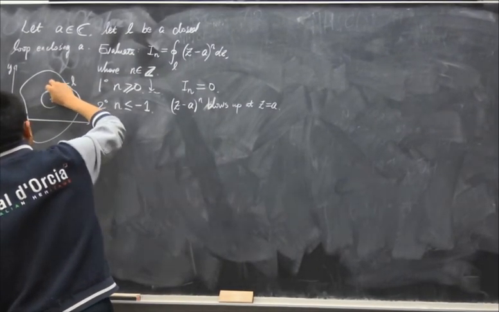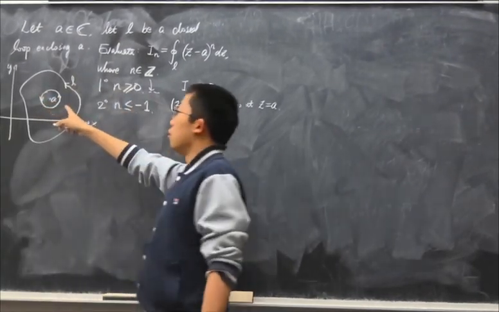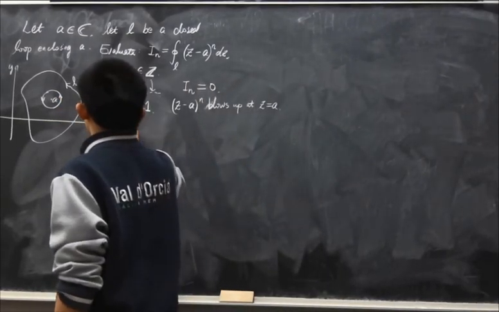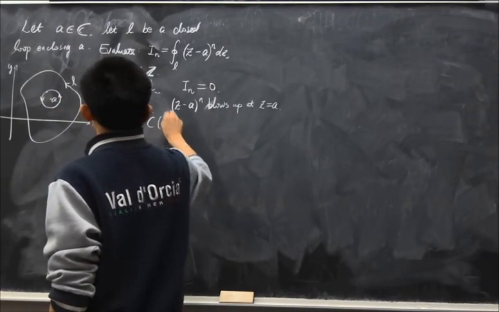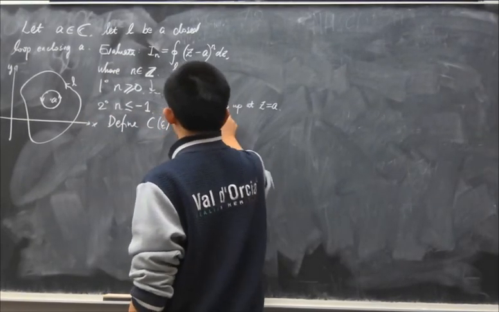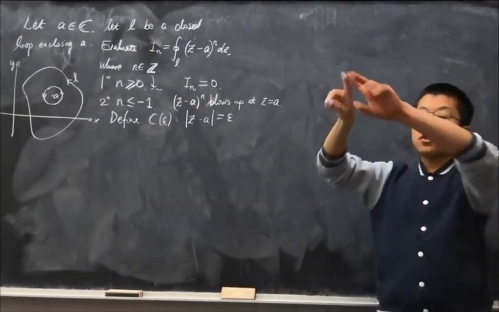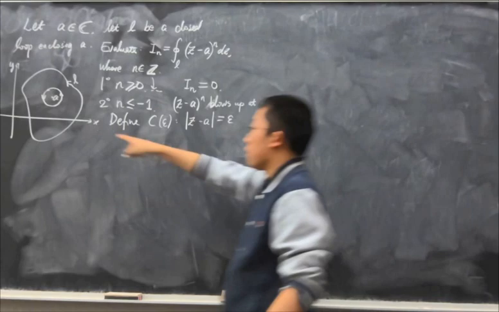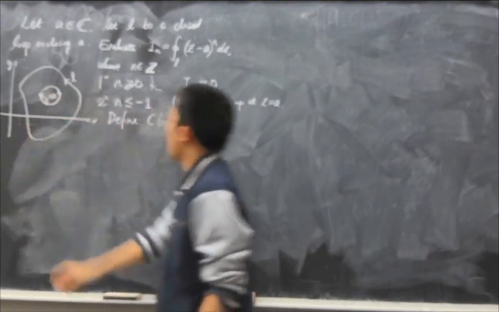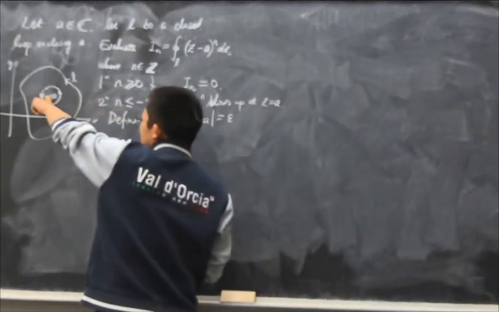We set up a closed loop in the counterclockwise direction like this. I'll define this loop to be C of epsilon, which is the absolute value of z minus a equals epsilon. And obviously this corresponds to a circle centered on this number a with a radius epsilon. So we know that this point is problematic.